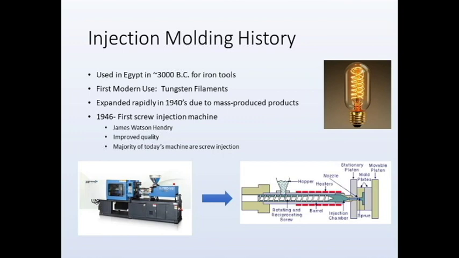This is a brief history of injection molding. It was first used in Egypt around 3000 BC for the production of iron tools. The first modern use of injection molding was to create the tungsten filaments in these light bulbs, as you see to the right. Injection molding expanded rapidly during World War II because of its ability to mass produce products. The first screw injection machine was created by James Worthy in 1946. This greatly improved product quality and is what the majority of today's machines use.